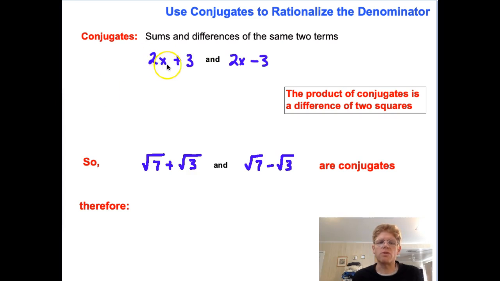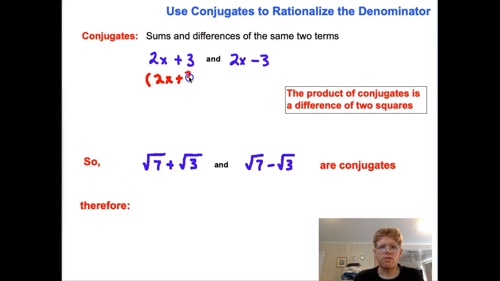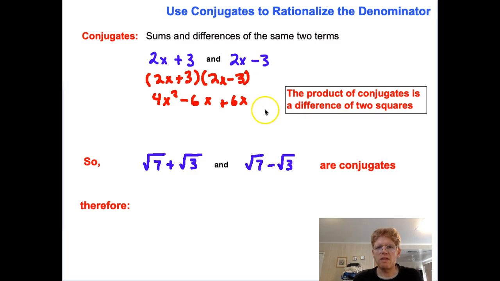So here we have two different terms, 2x plus 3 and 2x minus 3. They're connected, but they're slightly different in that they have different signs. Now we need to remember that the product of conjugates is a difference of two squares. So if we were to write this out as 2x plus 3 times 2x minus 3, we would get 2x times 2x, which is 4x squared, minus 6x when we do the outside. The inside gives us positive 6x. And then the last gives us negative 9. These are going to cancel out. It's going to leave us with 4x squared minus 9.